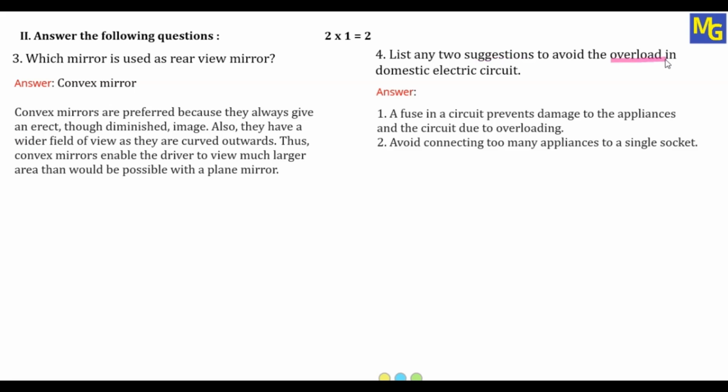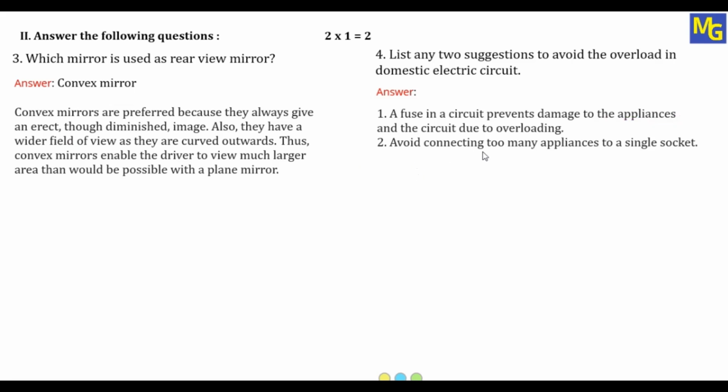So to avoid overload in domestic electric current, what can we suggest? The first one is using a fuse. A fuse has an alloy, and whenever there is a high voltage, this alloy will melt, and because of that the movement of current is prevented, due to which all the appliances in the circuit will be safe. So this is one suggestion.